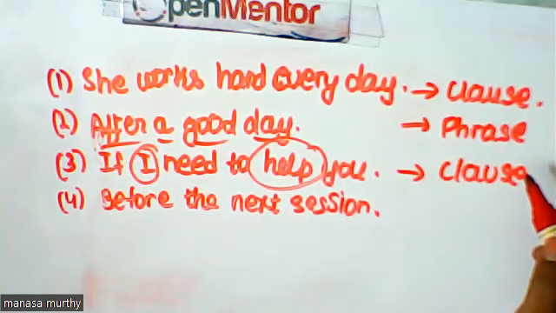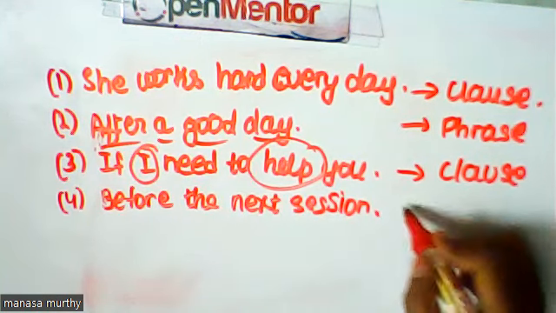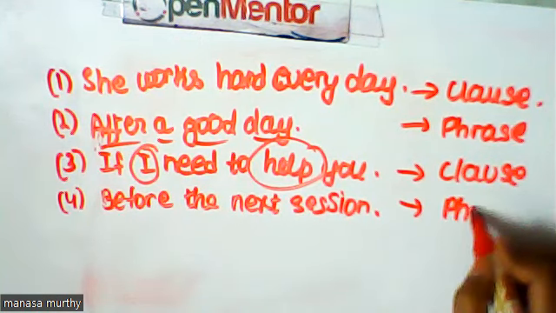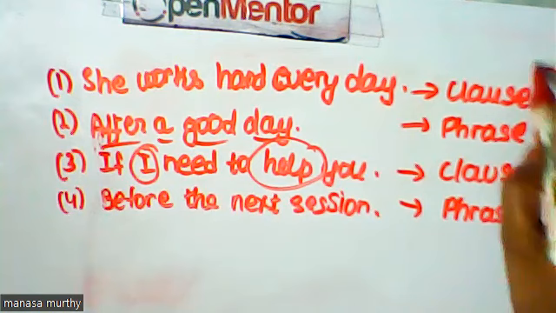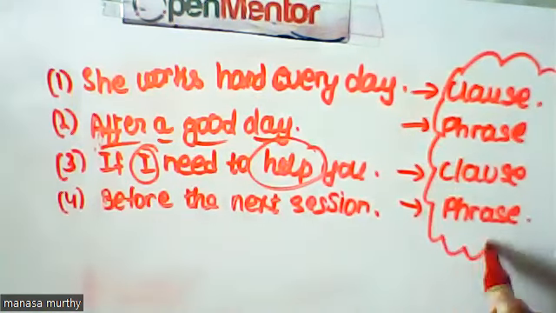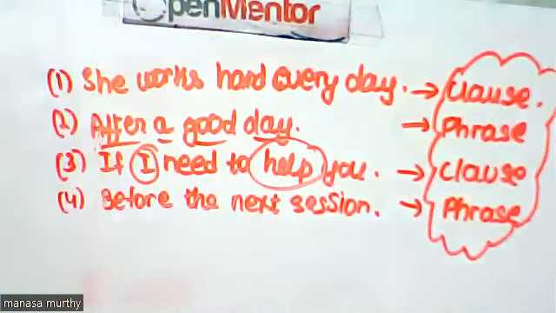Before the next session. This is also a phrase. It is just a group of words without any subject or verb. Okay? I guess you would have been able to identify whether a given sentence is a phrase or a clause, and whether the given sentence is a dependent or independent clause. Okay?